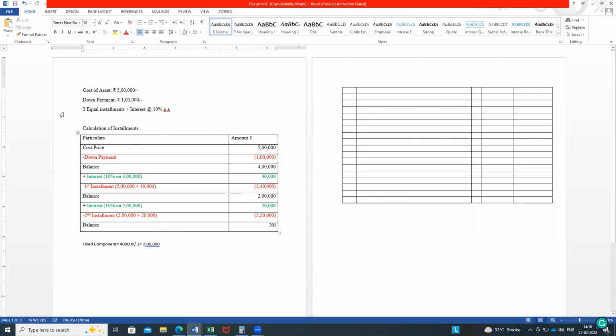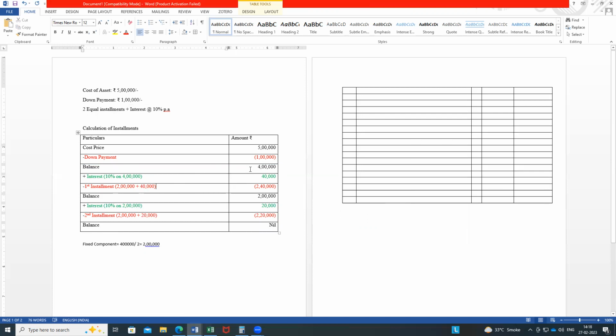The first thing, check the number of installment required. 2 installment हो गया, then the balance has to be 0 because the question says that it would be 2 equal installments. And you have to always remember the installment will include fixed component plus the interest. Interest would always be charged at a certain percentage. Exam में कुछ भी percentage, question में कुछ भी percentage हो सकता है. It can be 8, 5, 10, 15, but it would always be on the outstanding amount.